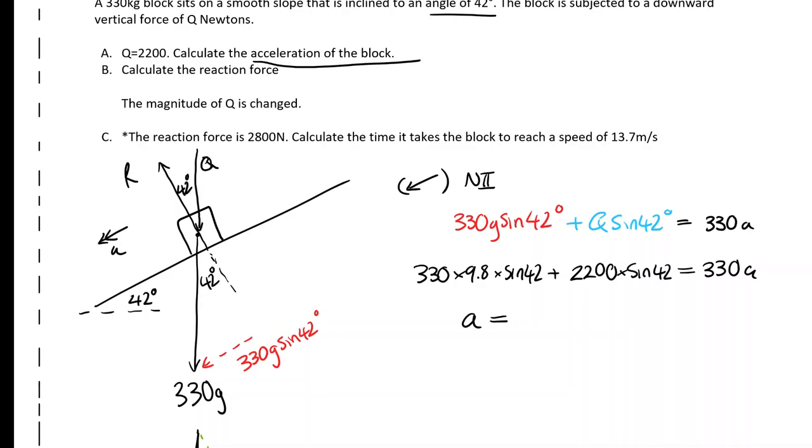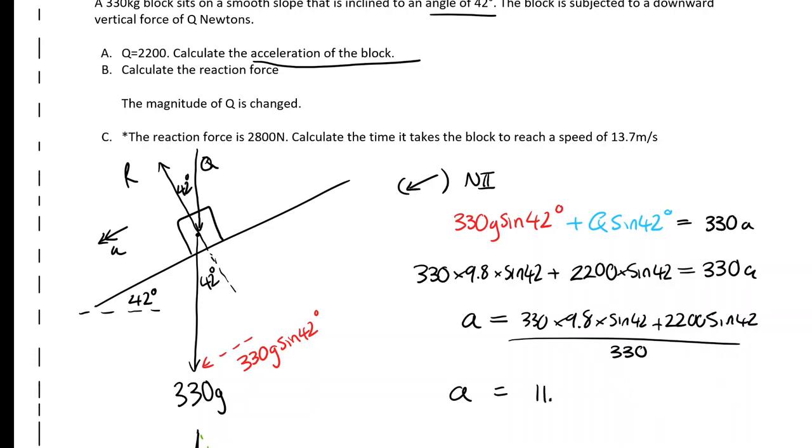A equals 330 times 9.8 times sine 42 plus 2,200 sine 42 all over 330, which is equal to 11.0 meters per second squared. That's the answer to part A.